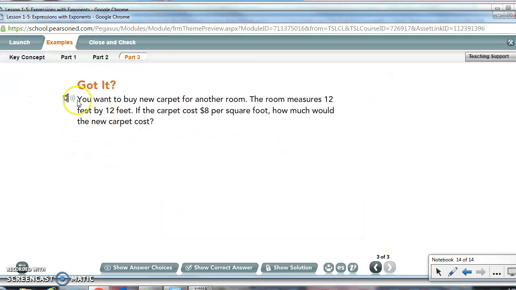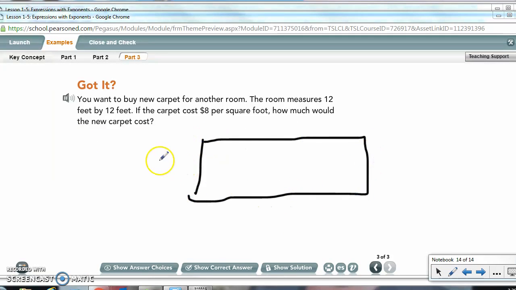On to part 3. You want to buy new carpet for another room. The room measures 12 feet by 12 feet. If the carpet costs $8 per square foot, how much would the new carpet cost? So go ahead and solve this. The room measures 12 feet by 12 feet, so you need to find the area of this rectangle, and you need to multiply that by 8.